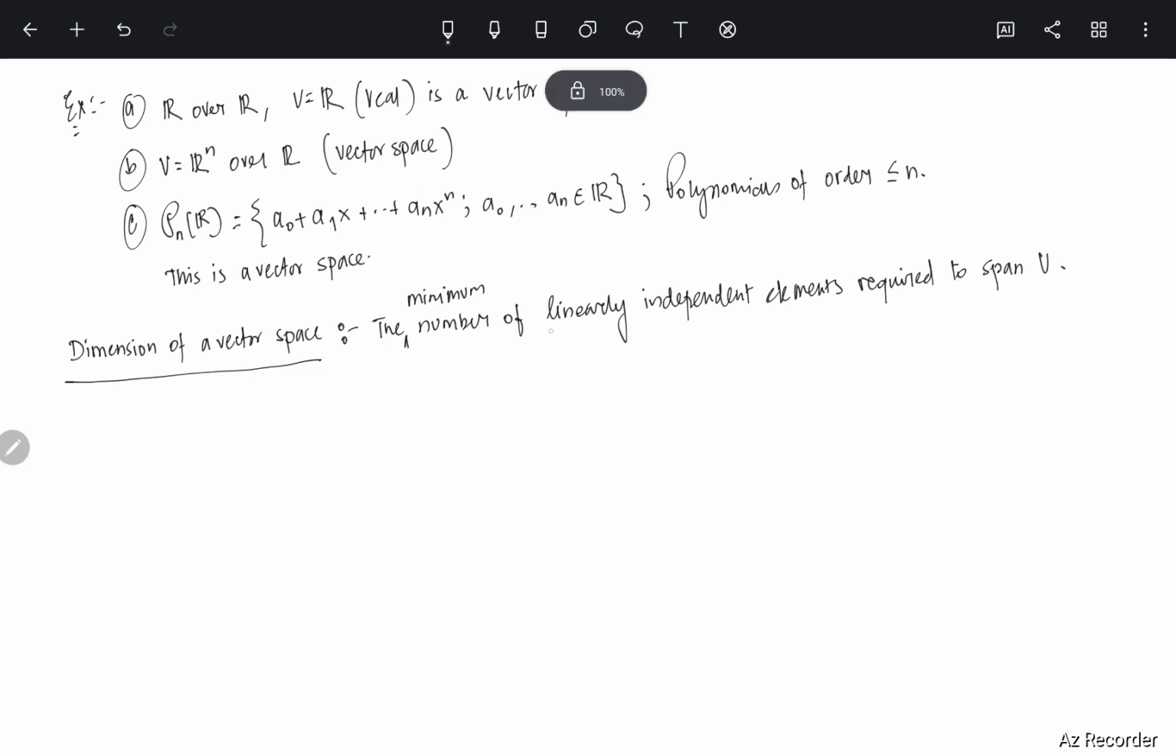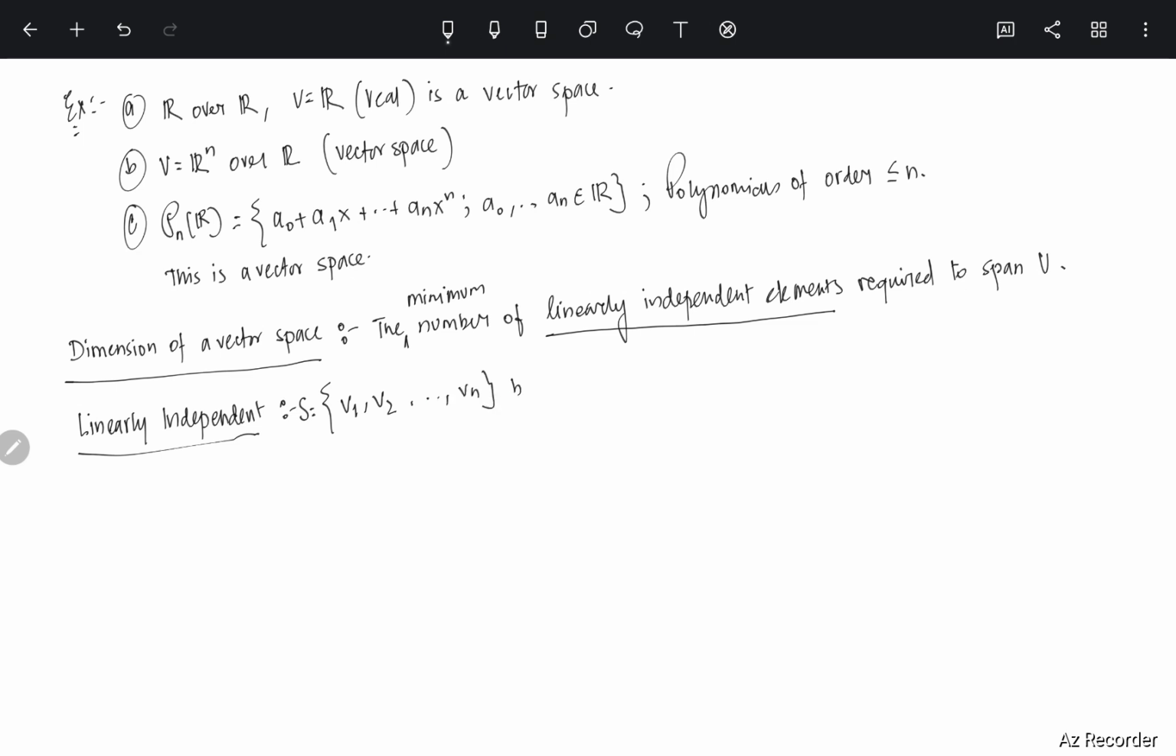So what does this mean? Let's understand this. First of all, what are linearly independent elements? Linear independence, first of all, we have to understand this. Essentially, you are looking at a subset of V. So given a vector space V, you are looking at a subset. Let's call it S, and the subset is given by some elements of V. Let's write it like this: V1, V2, up to Vn, be a subset of V.